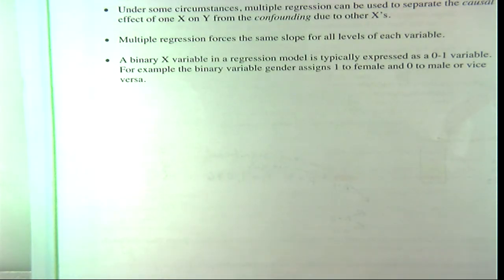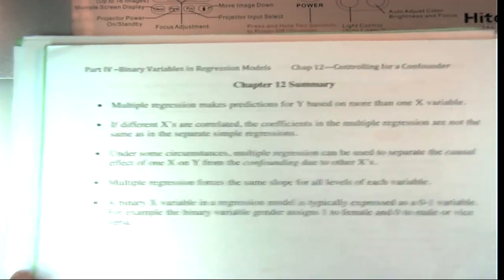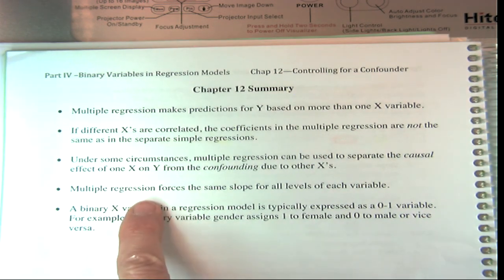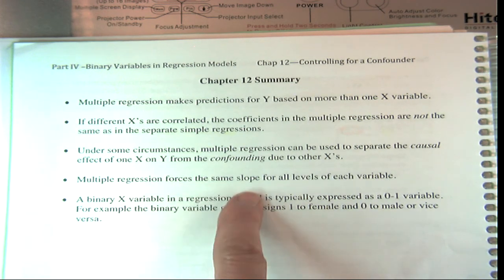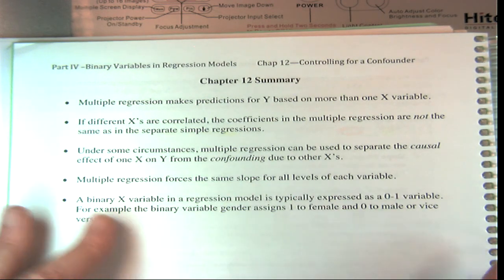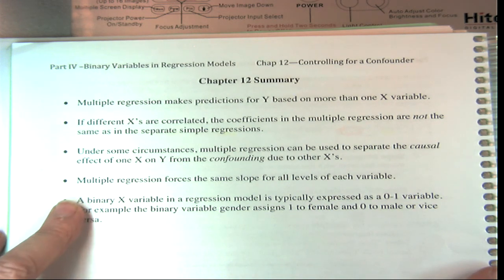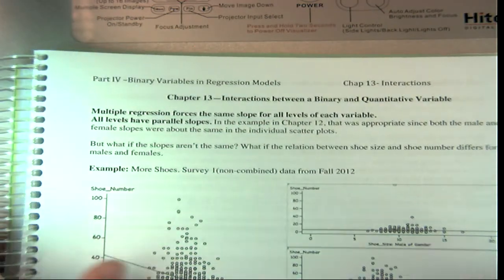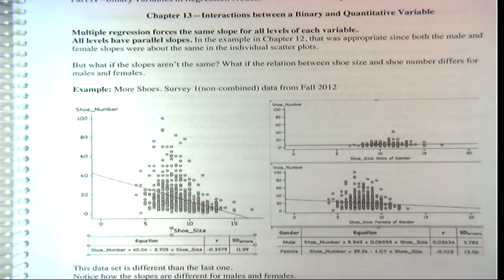All right, so the next page is the summary here. This is important, but you can read this on your own. This is what we're addressing right now, that multiple regression forces the same slope for all levels of each variable. So now we're going to address what happens if they don't have the same slope. Here's another data set where they didn't, and adding an interaction term allows for different slopes.